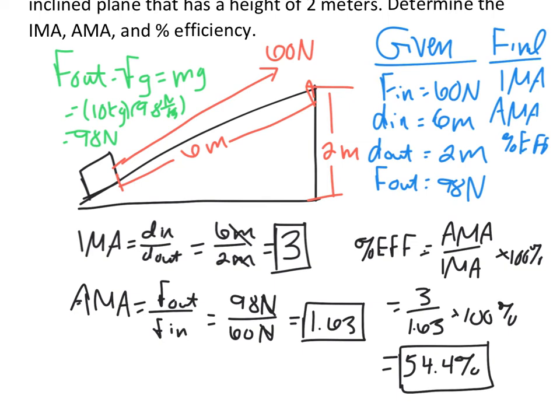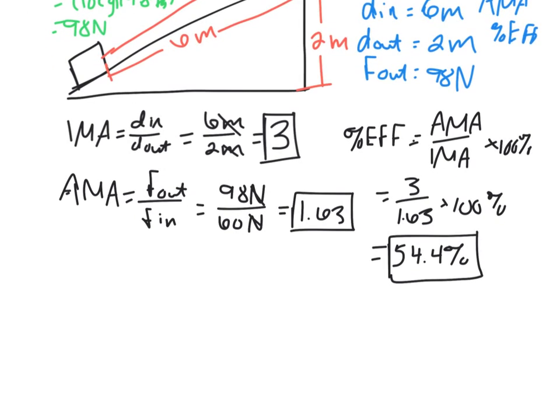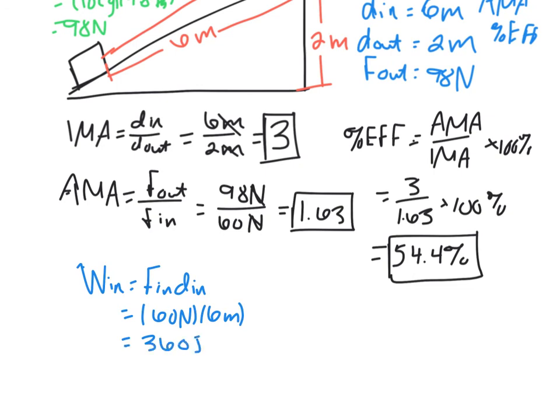This is about all there is with inclined planes. You may be asked to find the work done, so the input work and the output work, just to show you what that would look like, because I did give you the equations. And this should be pretty much review. But input work would equal input force times input distance. So 60 newtons times 6 meters, which equals 360 joules.